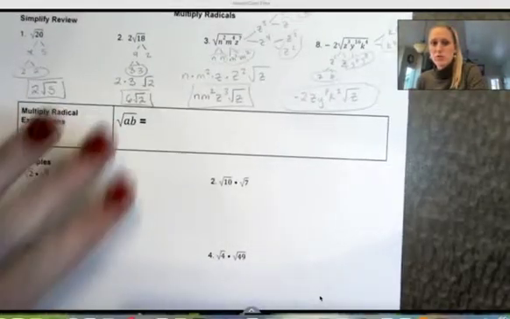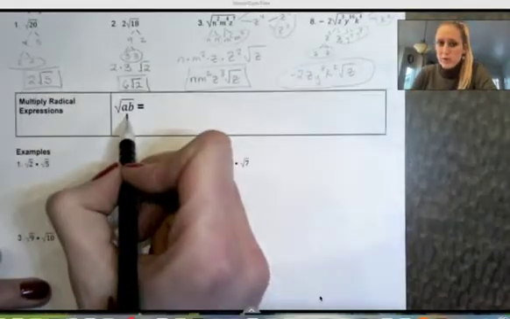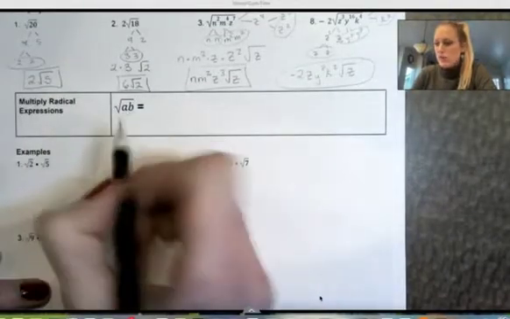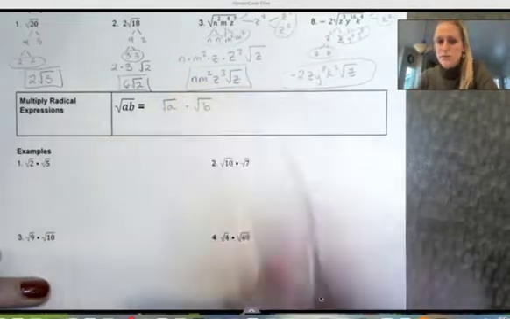Now we're still going to use those properties, but we're going to add in multiplying. So something important to know is that if I have a times b under the square root, we can break that into the square root of a times the square root of b.